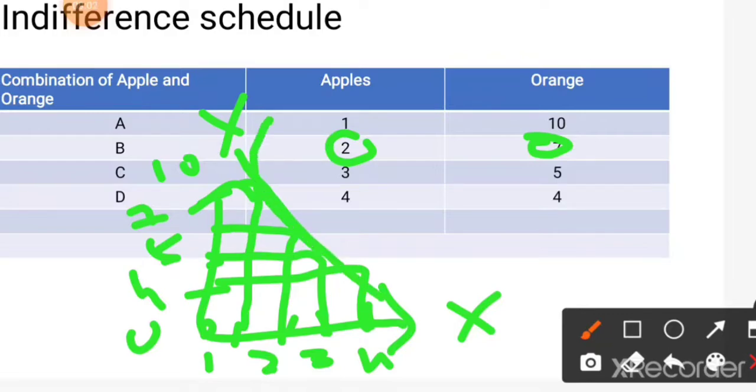Okay, so like this the graph will come. This convex shaped graph will come. So this is the graph of the indifference curve, the indifference curve graph will look something like this.